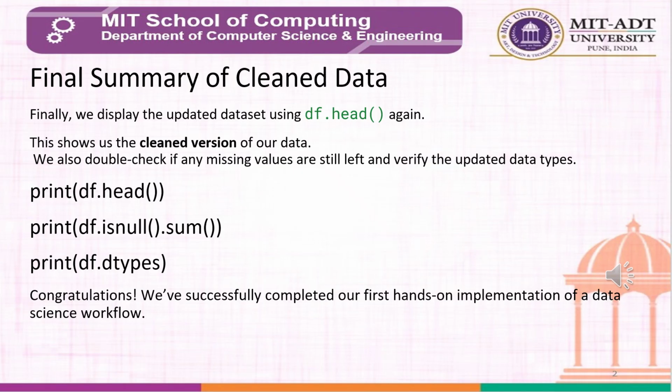Final summary of clean data. We display the updated data set using df.head again. So this shows us the cleaned version of our data. We also double check if any missing values are still left and we verify the updated data types. So we use these three statements to verify our data. So here we have successfully completed the first hands-on implementation of the data science workflow. Let us discuss the summary now.